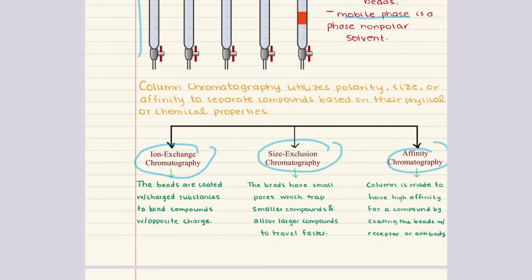Finally, there's affinity chromatography. This is highly specific. So the beads are going to be coated with some sort of receptor or enzyme or antibody that binds to a particular target compound. And this causes only your protein of interest to stick to the column while everything else washes out. And then you can use a special solution to release the bound protein of interest later. So it really helps you separate what you don't want from what you want. And each of these methods allows you to isolate proteins based on different properties, which makes column chromatography very versatile.